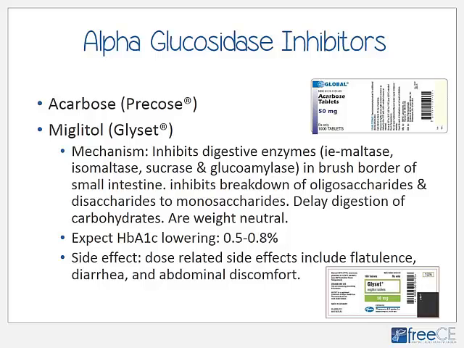They're weight neutral. They cause a lot of GI upset, a lot of flatulence. They can cause some diarrhea, some abdominal discomfort, and we'll see about a 0.5% lowering from the alpha glucosidase inhibitors.